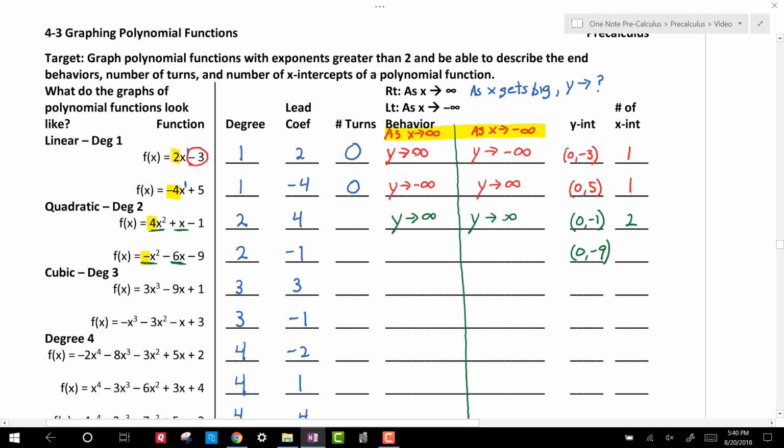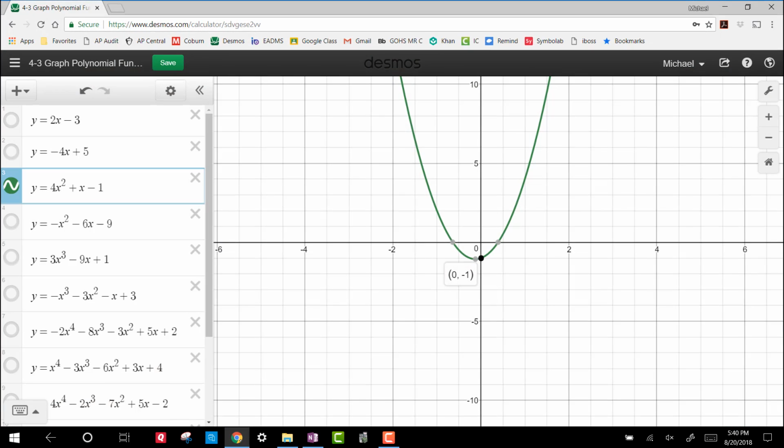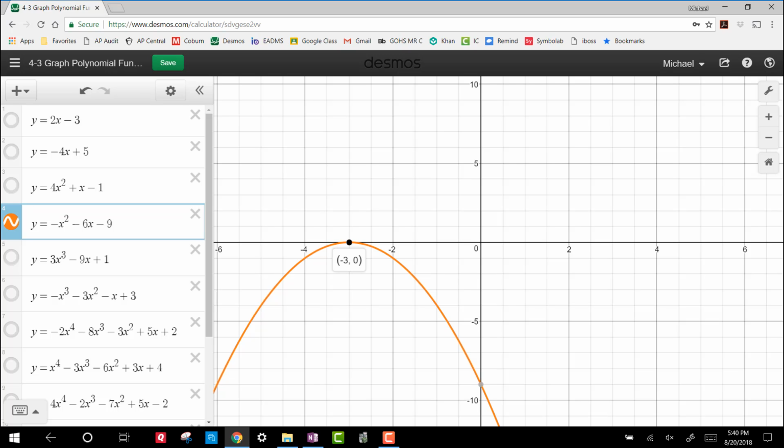Okay? Y goes to positive infinity on both sides of the graph. All right? Let's look at the next one. All right, so here we go. We'll take off that guy. Okay, so this time our graph is going down, which hopefully, again, makes sense because we have a negative lead term here. All right, notice that it looks like I only have one x-intercept according to Desmos.